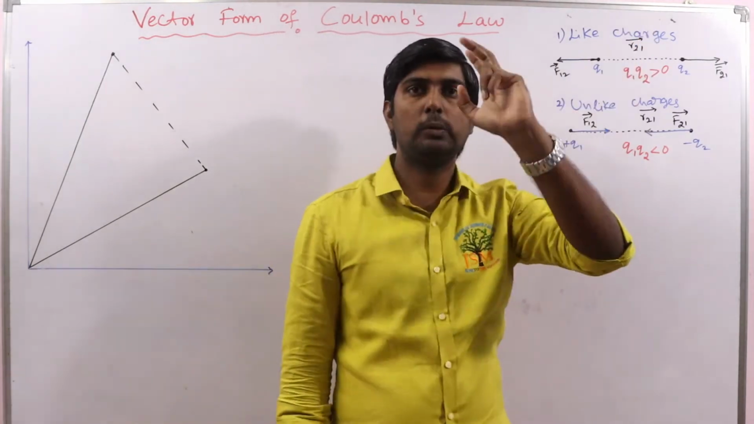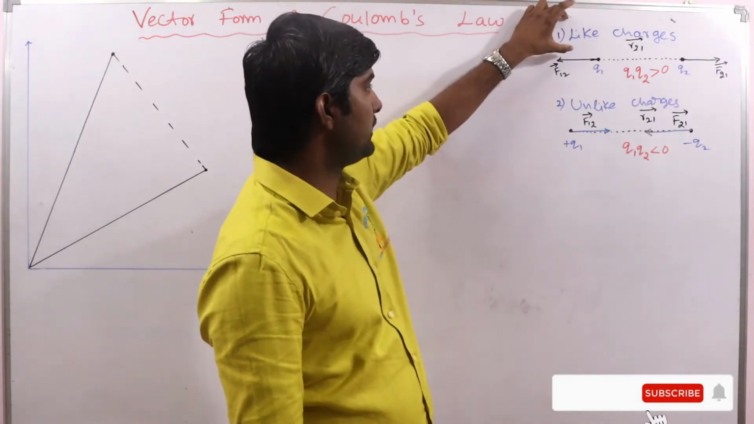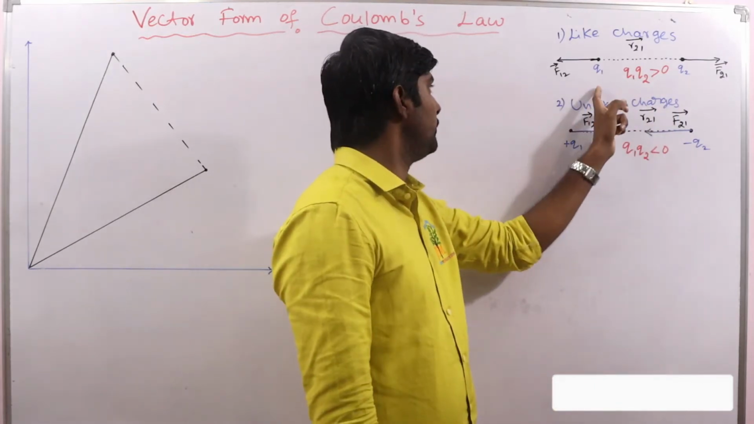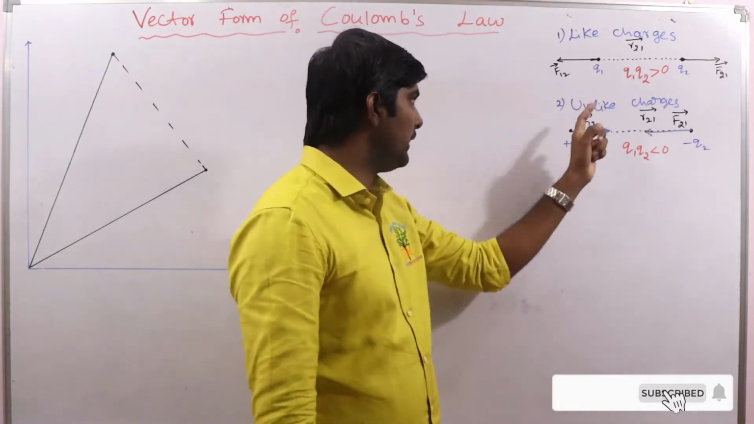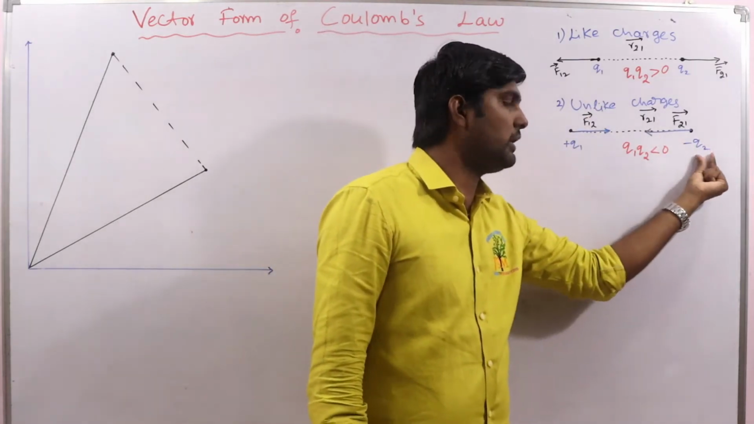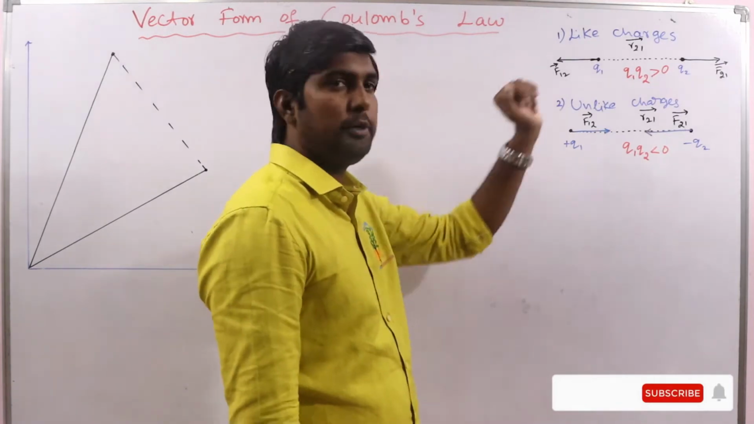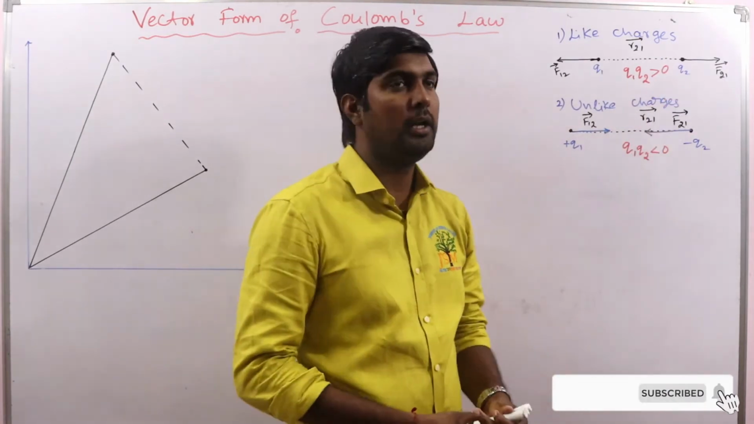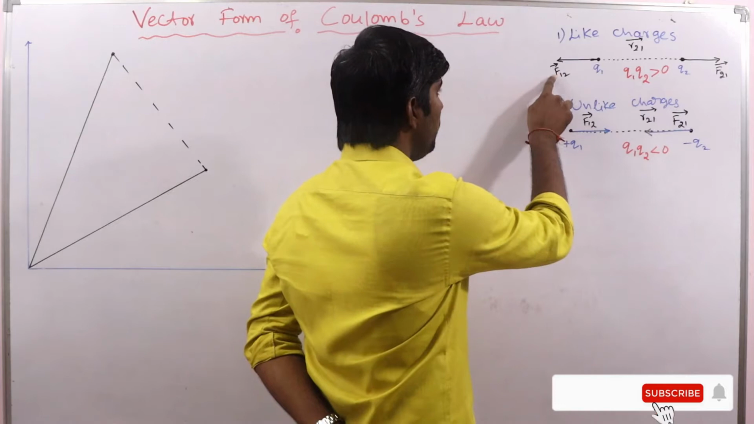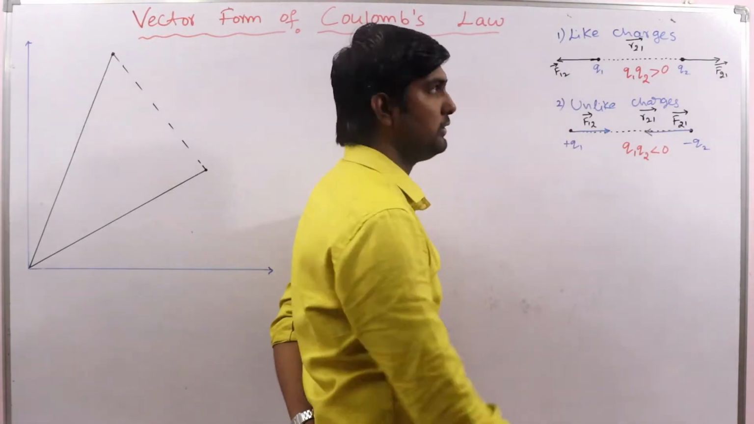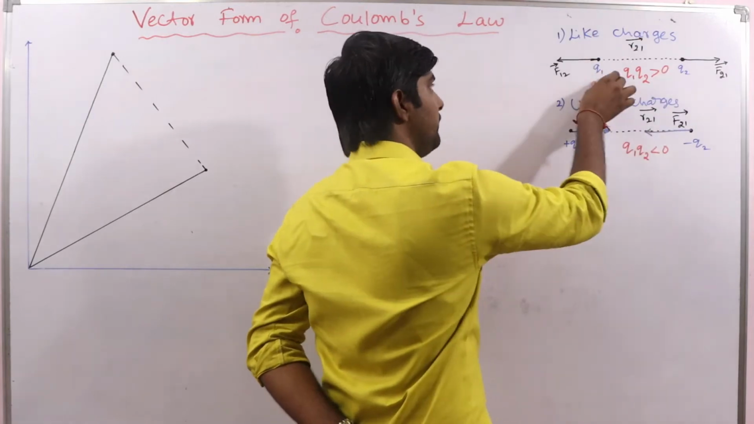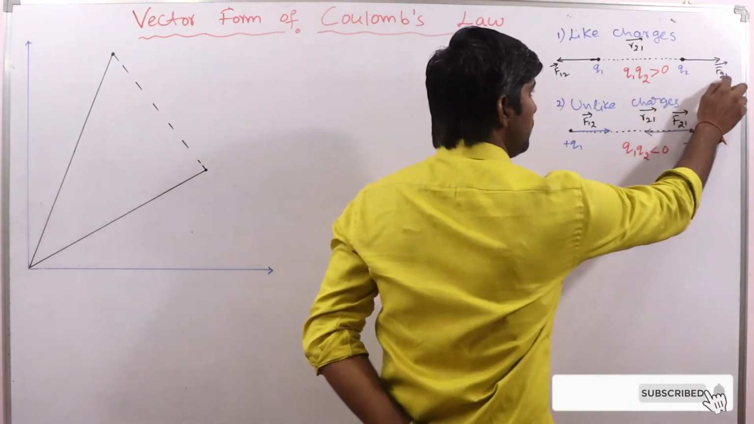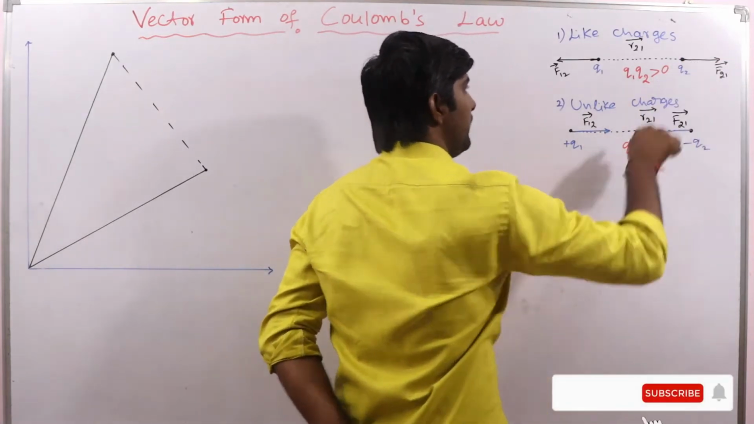If we consider 2 point charges, they may be like charges or unlike charges. Like charges means both may be positively charged or both may be negatively charged. Unlike charges means one is positively charged, another one is negatively charged. Whatever it may be, one charge exerts some force on the other charge. Here F12 bar is the force on the first charge due to the second charge, and the first charge exerts some force on the second charge. That is F21 bar, the force on the second charge due to the first charge.